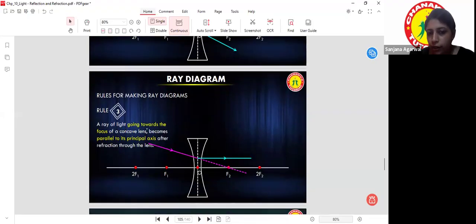The third rule says a ray of light going towards the focus of a concave lens becomes parallel to the principal axis after refraction. So you can place your ruler at any point directed towards F2, and then draw it straight, parallel to the principal axis.